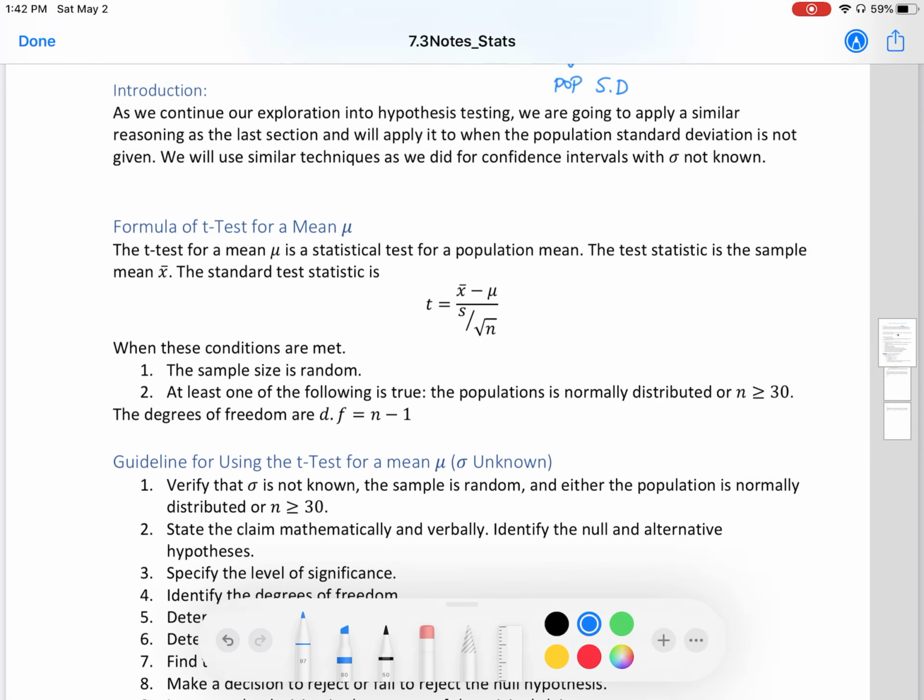An introduction. As we continue our exploration into hypothesis testing, we are going to apply a similar reasoning as the last section, and we'll apply it to the population standard deviation when the population standard deviation is not given. We will use similar techniques as we did for confidence intervals with sigma not known. So just to remind you, this was back at 6.2.